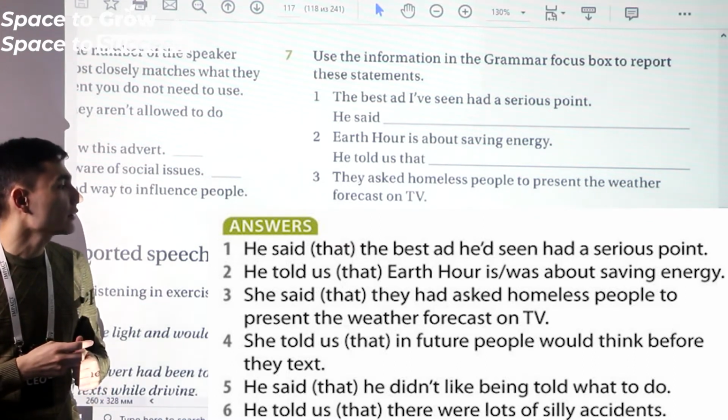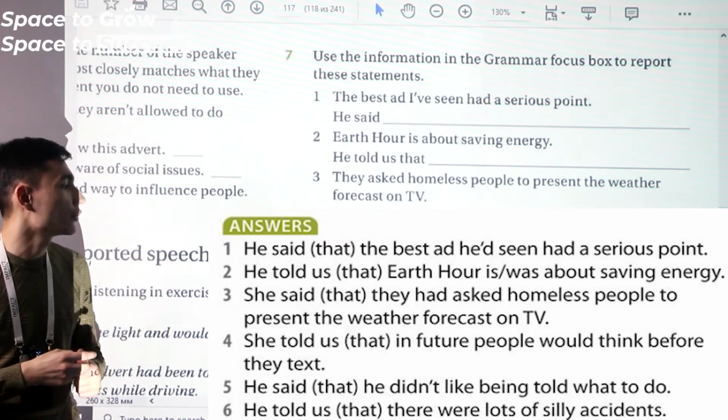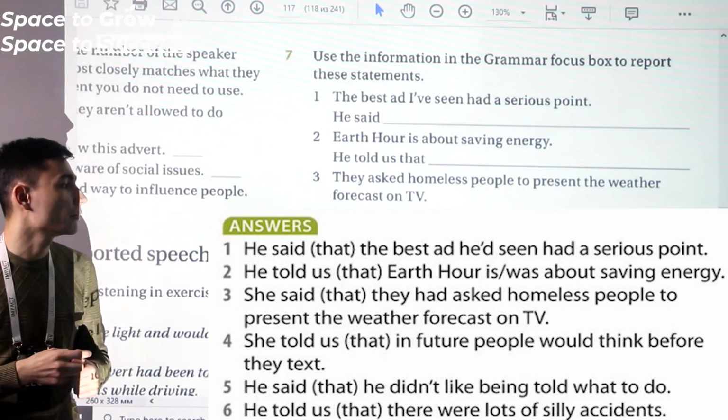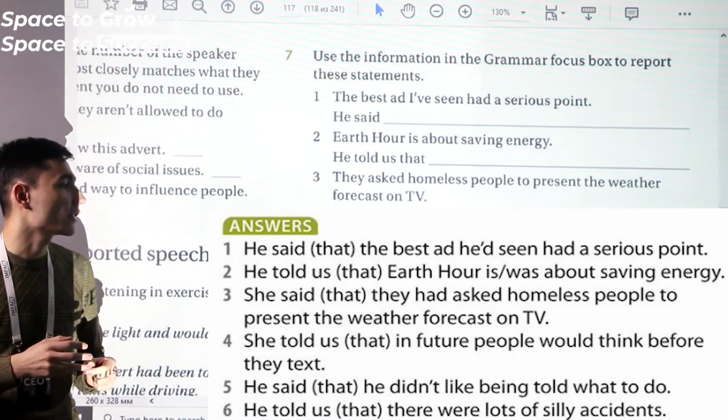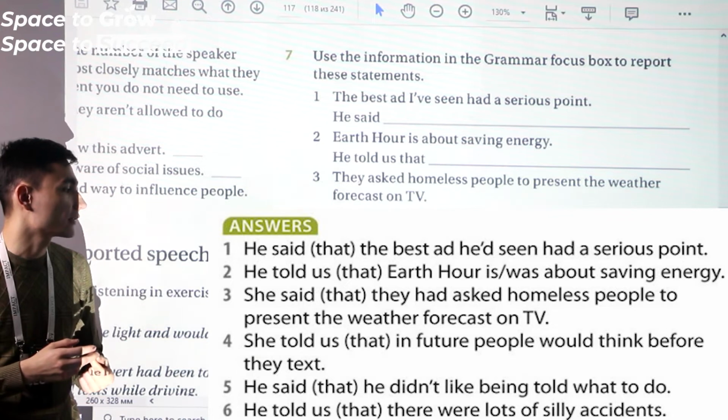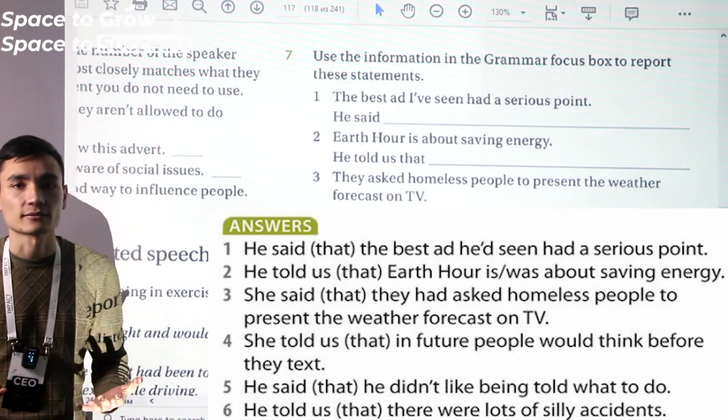5. I don't like being told what to do. He said that he didn't like being told what to do. 6. There were lots of silly little accidents. He told us that there had been lots of silly little accidents.